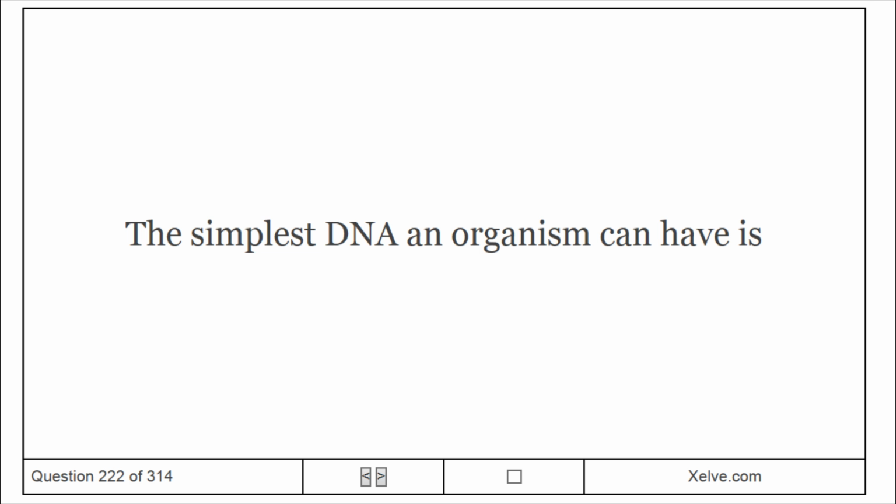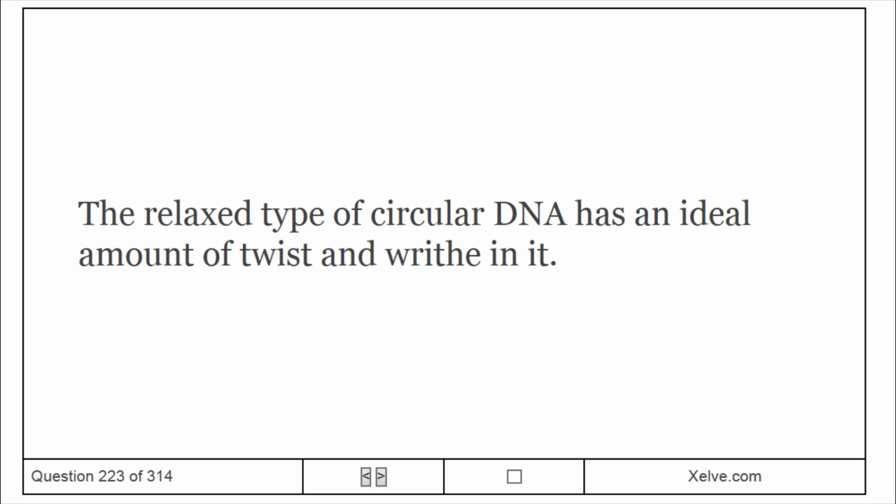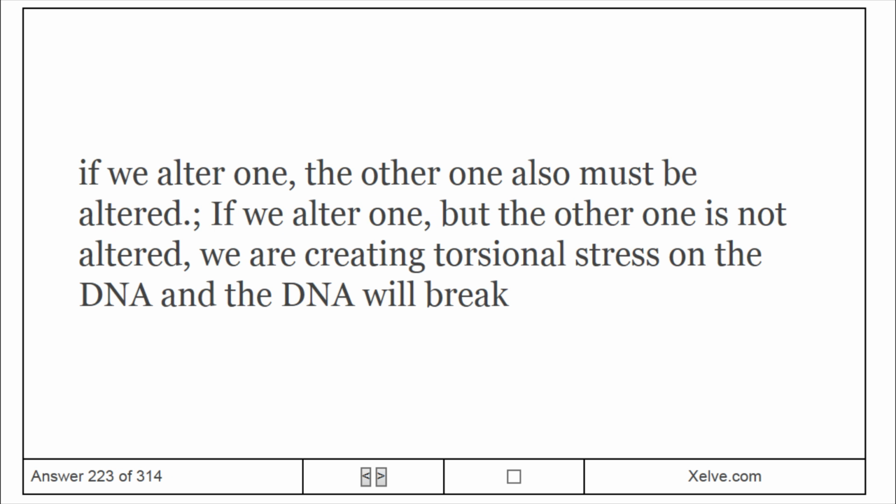The simplest DNA an organism can have is circular DNA. The relaxed type of circular DNA has an ideal amount of twist and writhe in it. If we alter one, the other one also must be altered. If we alter one, but the other one is not altered, we are creating torsional stress on the DNA and the DNA will break.